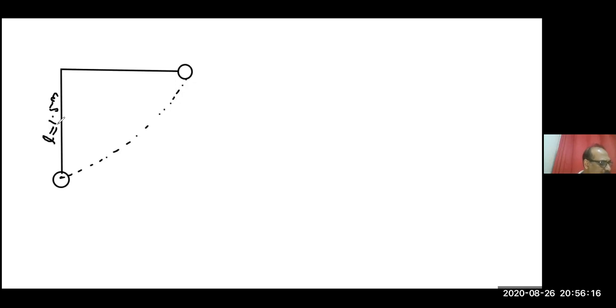what is the speed with which the bob arrives at the lowest point B?